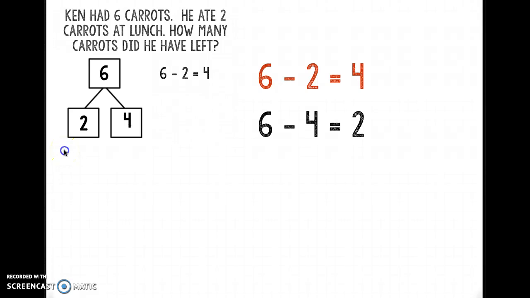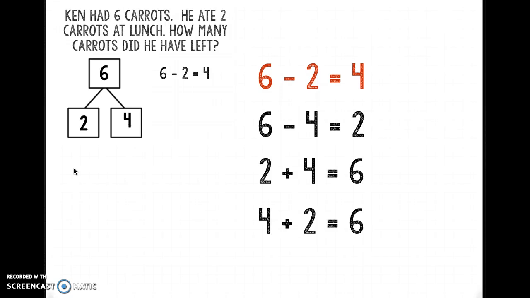I'm going to do an addition one. 2 plus 4 equals 6, using all the numbers in my number bond. And then finally, 4 plus 2 equals 6. I'm still just using the numbers in my number bond. They're all related, so they're going to stay together.